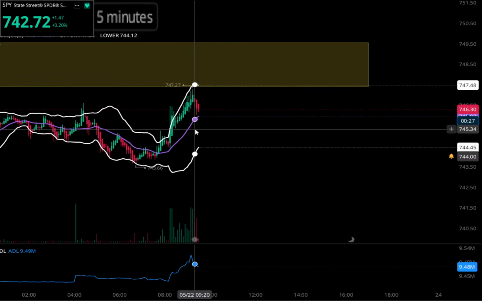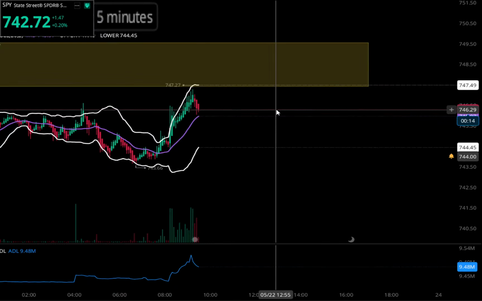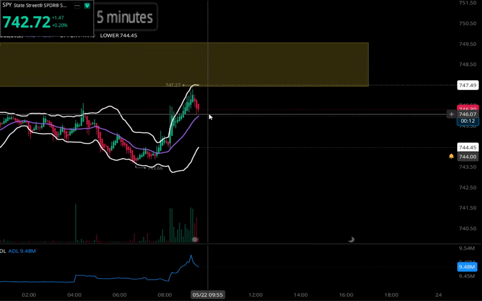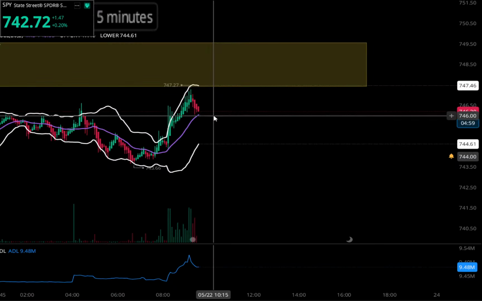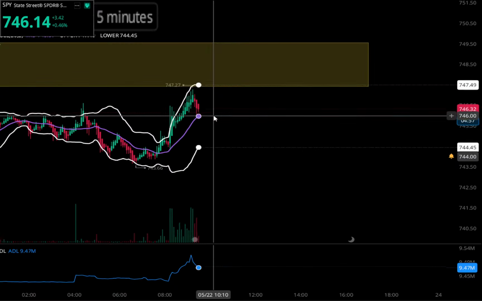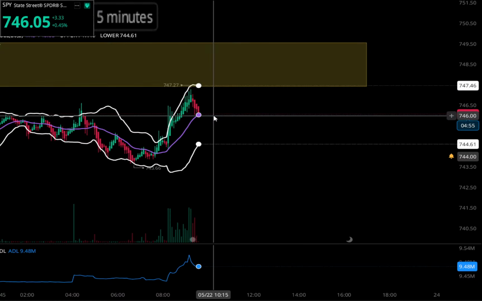Now, for today's session, I want you to watch list two different options. These options will be the SPY 747 calls and the SPY 745 puts, excuse me, we're going to change that to 746. My levels were a little different at the time. So 745 puts or 746 puts, and the 747 calls.